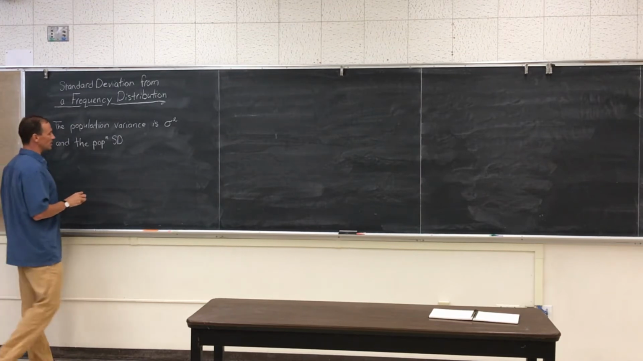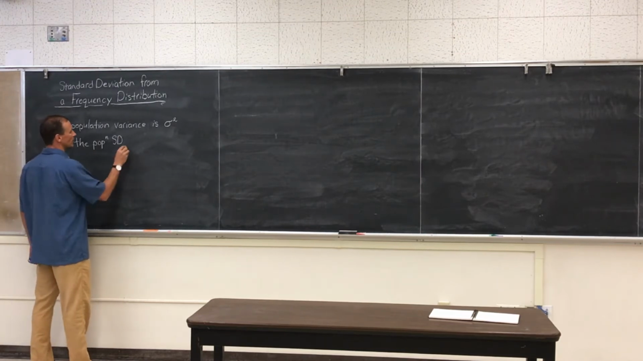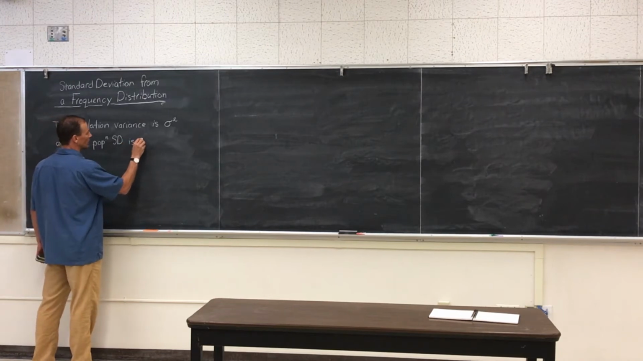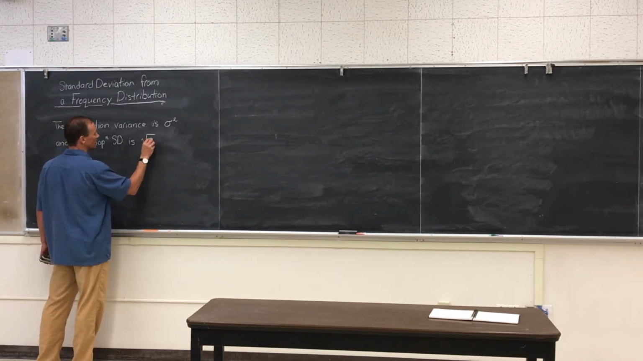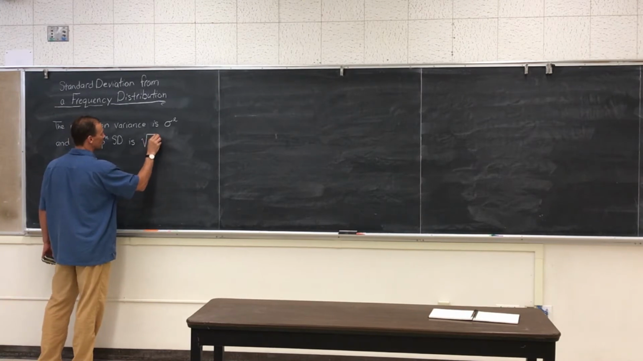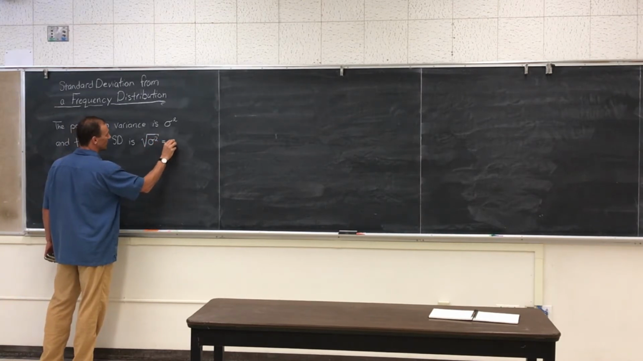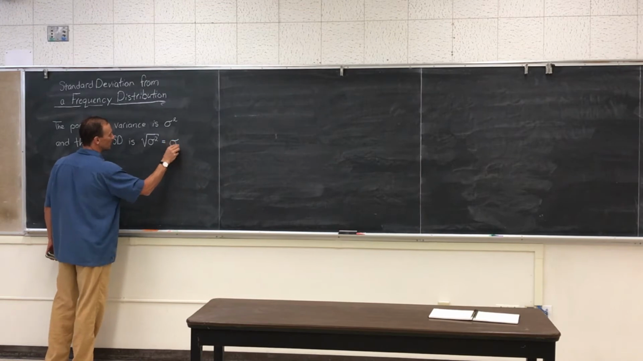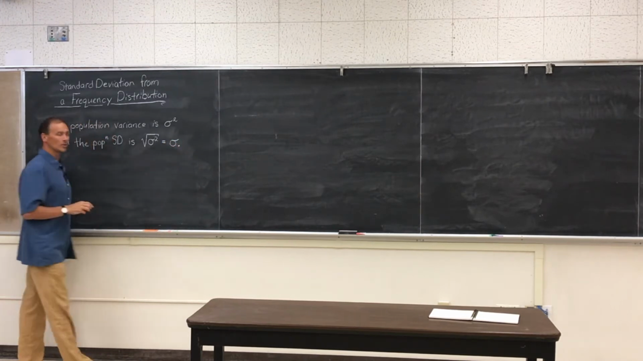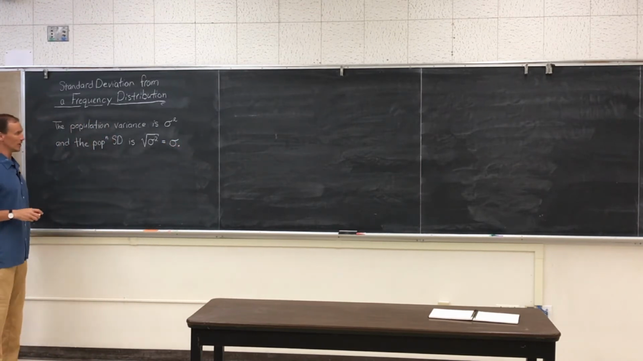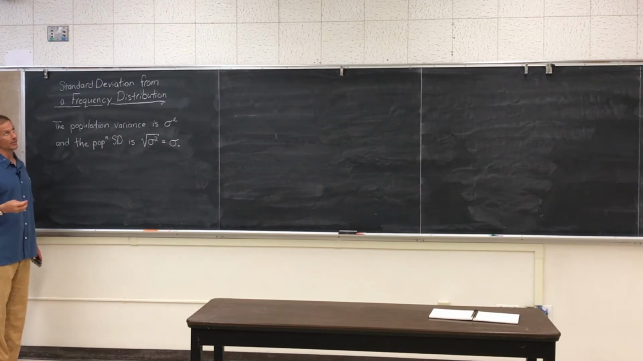And the population standard deviation is the square root of the variance. It's the square root of the variance. And we simply write sigma. Remember this is the lowercase Greek letter sigma. The capital one is the big E that means the sum.